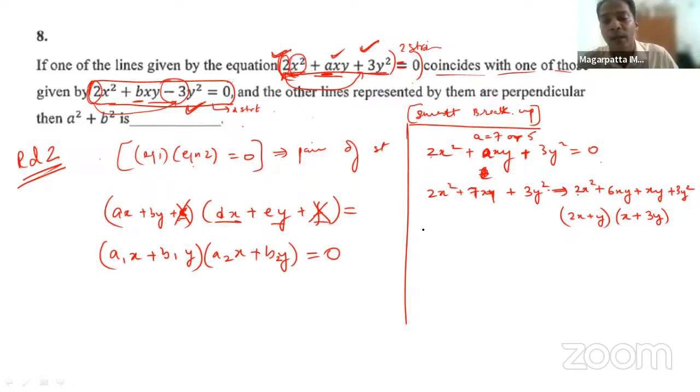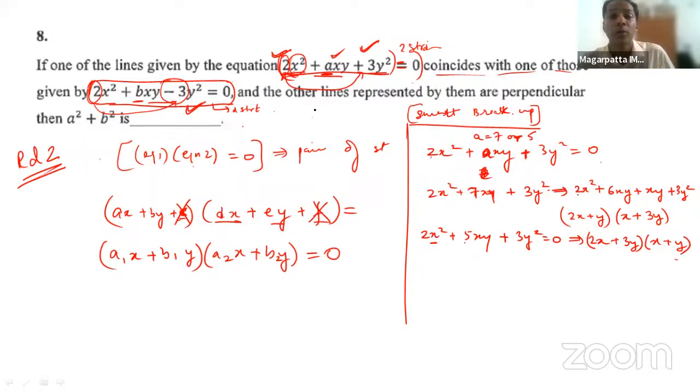If I take a to be 5, that would have become 2x square plus 5xy plus 3y square equal to 0. And then if I factorize this or solve this, I'll have to split this as 2xy and 3xy. So 2x square and 2xy, I'll take the 2x common, and from here 3xy plus 3y square, I'll take the 3y common. So 2x plus 3y, and the other term which would remain after the split would be x plus y.